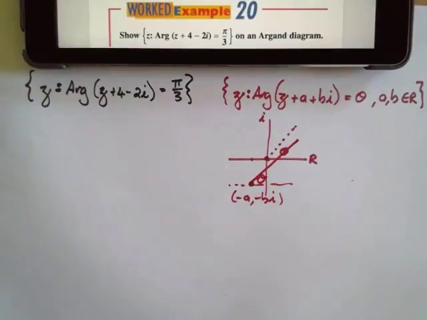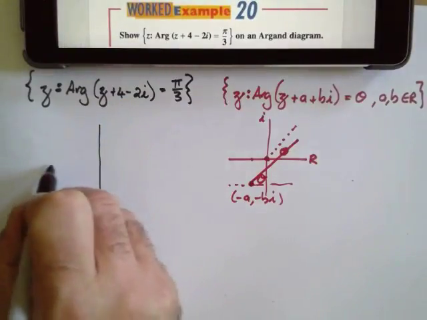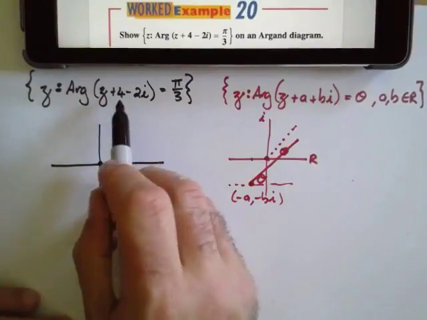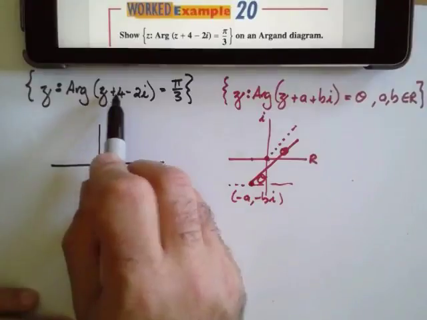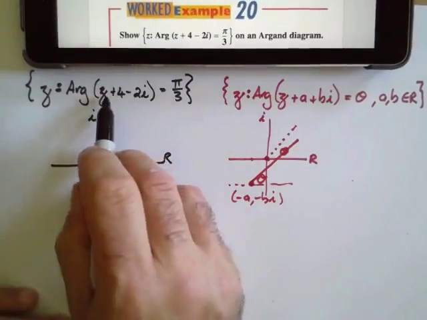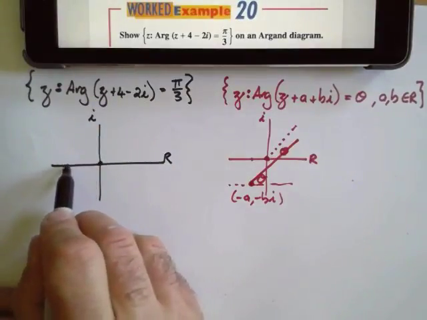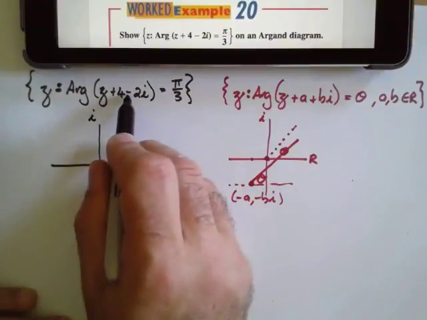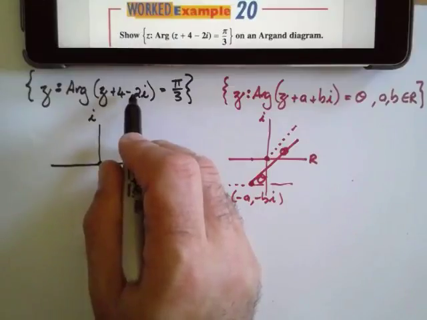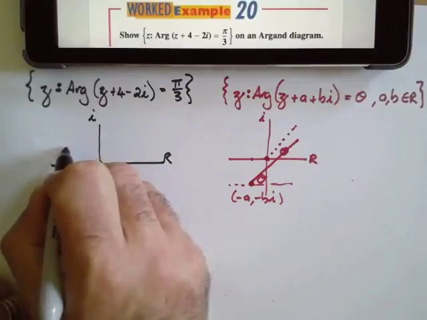So let's look at this example then. To draw this, I'm going to have my Argand diagram. My new translation is going to be the real value, so this is my real value, this is my imaginary value. My real value is going to move to negative 4, so roughly 1, 2, 3, negative 4, and this is going to move to negative 2i, which means it becomes plus 2i. So this point will move to negative 4 plus 2i.